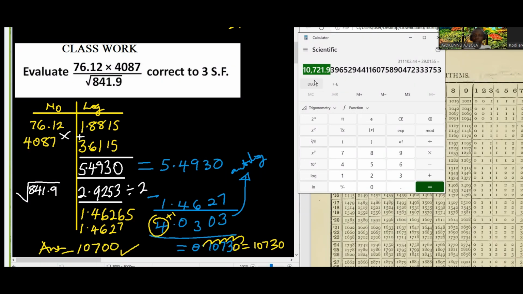Yes. So the calculator value is 10721.9, but our logarithm value is 10730. And so the three significant figures is 10700. If you round up the calculator value also to three significant figures, that's nearest 100. So 721 is going to be 700. That's 10,700, which means it is still in line with our answer. Is that clear? Yes, sir.